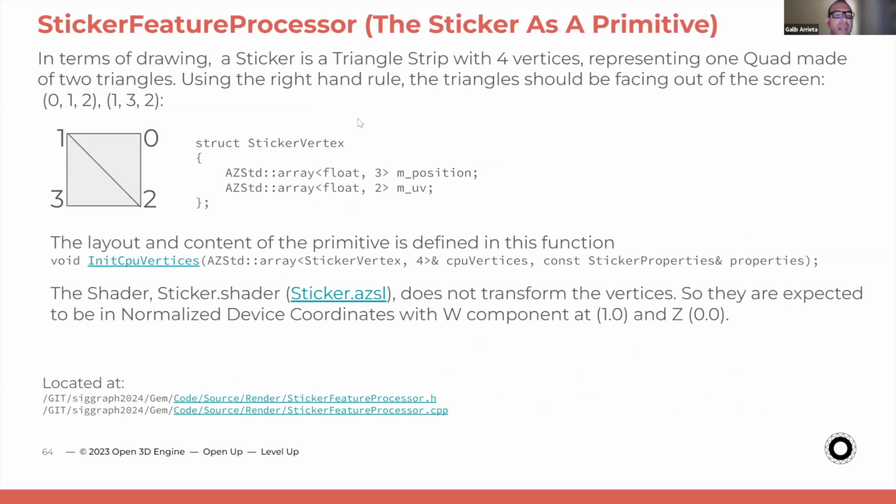And this is how a sticker looks from the point of view of triangles. It's a primitive that, when you face the screen, shows you the ordering of the vertices 0, 1, 2, 3. And if you follow, it's right hand, where the thumb is facing towards you, coming out of the screen. It shows you also the data in the vertex. We only have position and UV coordinates. That's it. And of course, this data should match what is in the shader code, as expected.